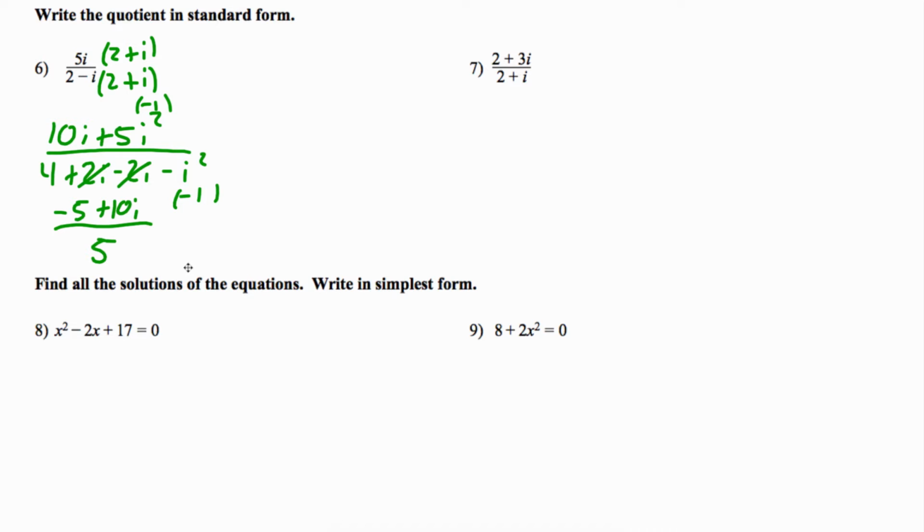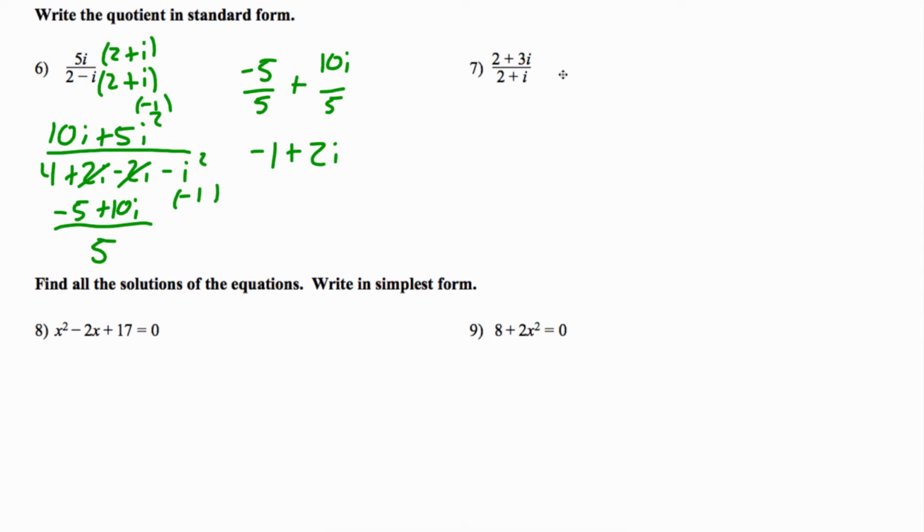Now, one thing that we can do is we can split our fraction up. We can take negative 5 and divide it by the 5. And we can take our 10i and divide it by the 5. Negative 5 divided by 5 is negative 1, plus 10i divided by 5 just gives us 2i.